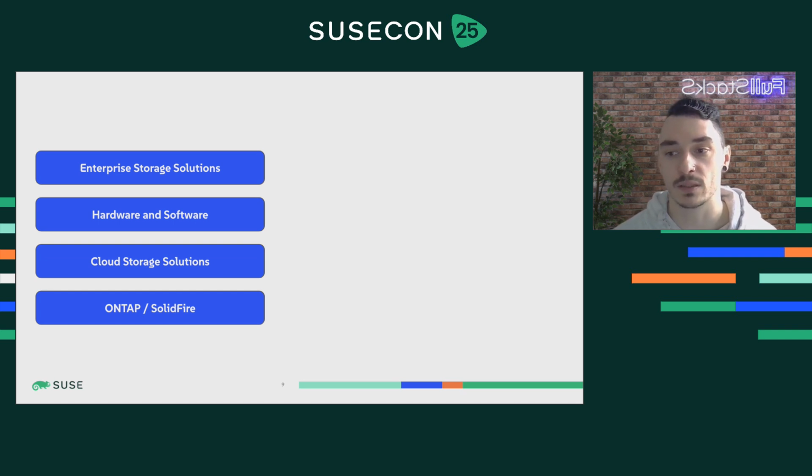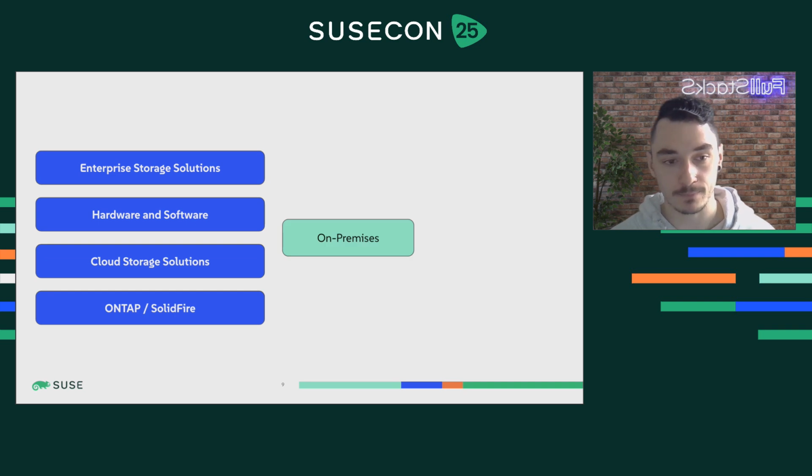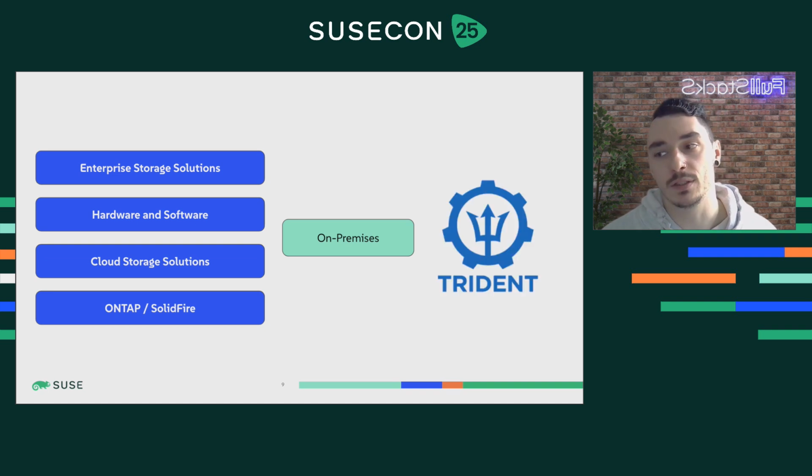ONTAP is an operating system that is used with multiple different hardware systems and appliances provided by NetApp, and provides a broader spectrum of capabilities, storage and administration-wise. Now, of course, we're talking about on-premises installations. And if we talk about NetApp on-premise and Kubernetes installations, we also need to talk about Trident, which under the hood is the CSI driver that will do the heavy lifting regarding management, provisioning, etc.